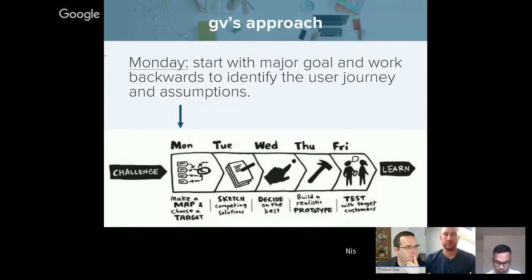So the way the book advises is pulling in experts from around the company to help illustrate this customer journey as it is on Monday, what it looks like. So that's just something to keep in mind when you're selecting people to come in and participate in this sprint.